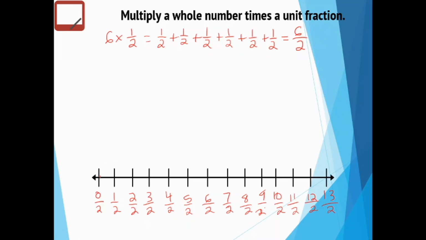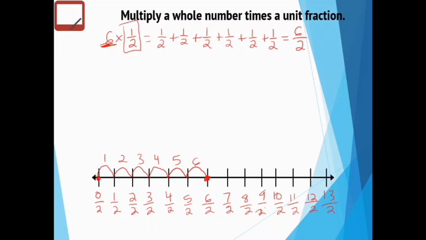Now, we're starting at 0 and we're going to count 1 halves, and we have 6 of them. So I'm going to count 1 half, 2 halves, 3 halves, 4 halves, 5 halves, 6 halves. So we ended up at 6 halves. And you can see here we have 1, 2, 3, 4, 5, 6. So we have 6 1 halves, right? And we ended up at 6 halves. So you can see these three expressions mean the exact same thing.